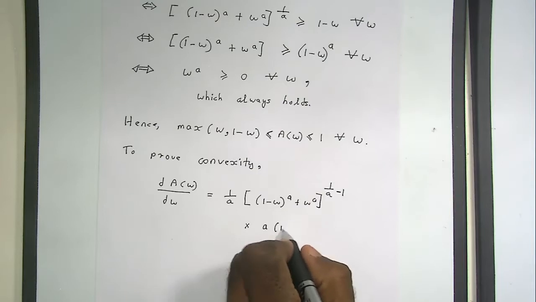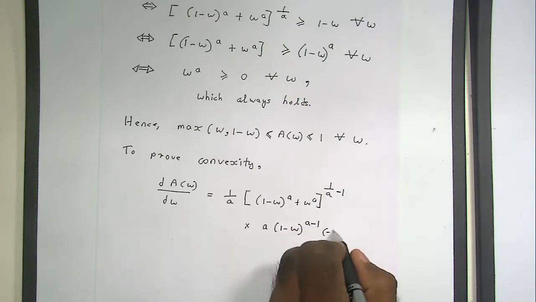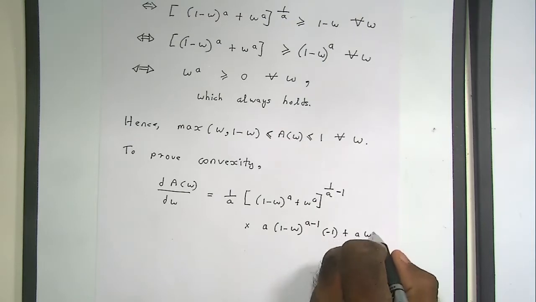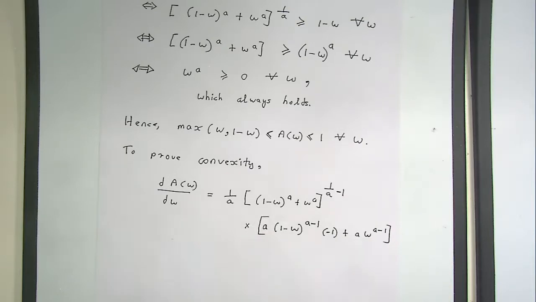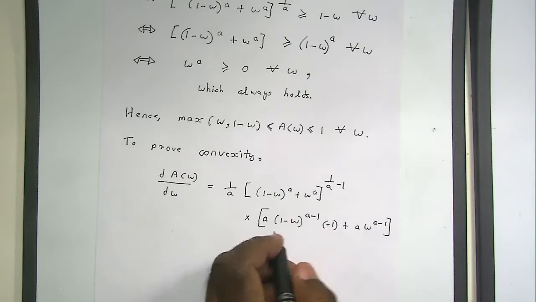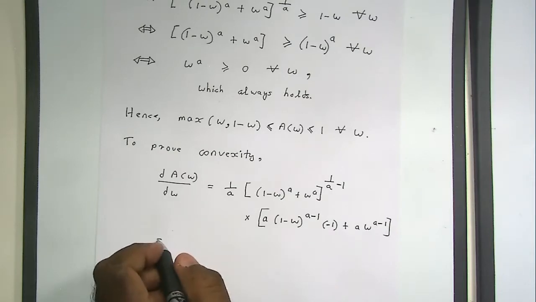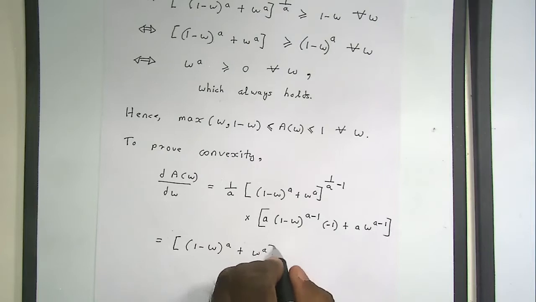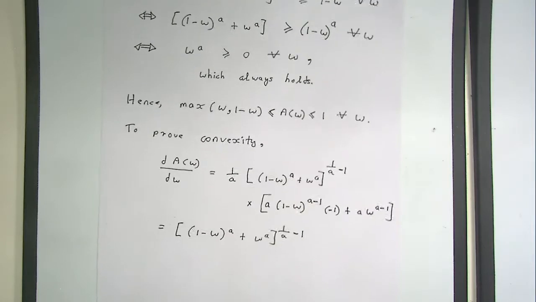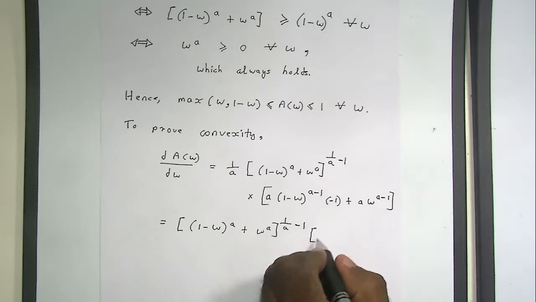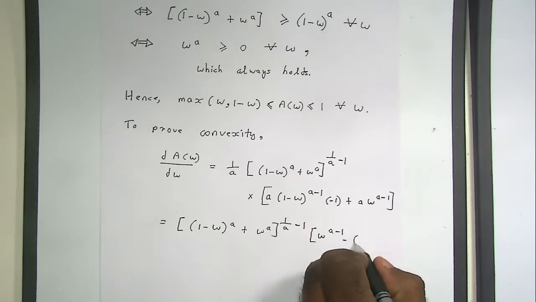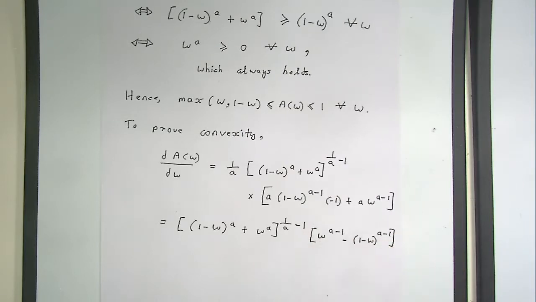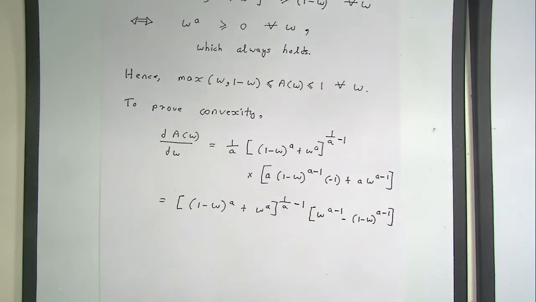A times minus 1 plus A times like this. Alright, so the A will cancel, so this will become multiplied by so this is right. Correct me if I made any mistakes. If I made any mistakes, let me know, please. Is that okay? Okay. That's the first derivative.